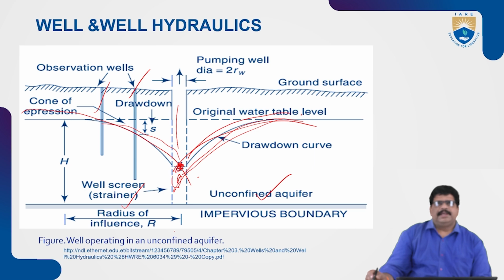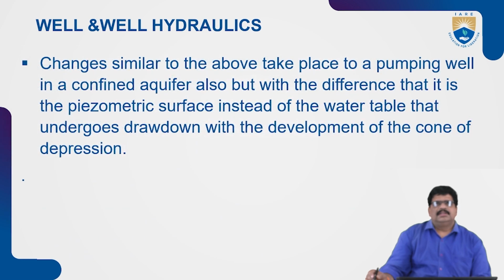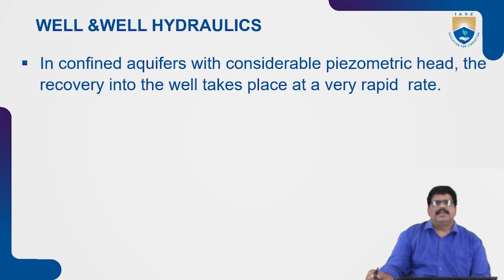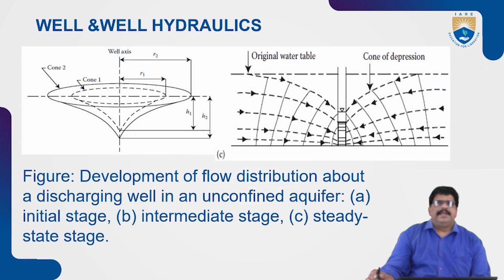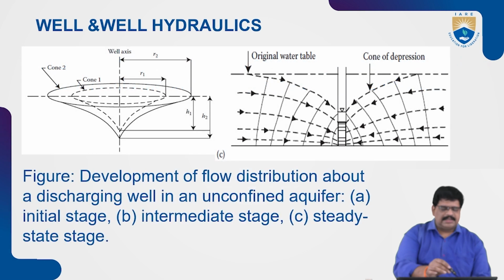This is the diagram explaining the types of wells and the behavior of wells. Next, in confined aquifers, consider that piezometric heads recover at a very rapid rate. Here, let us see the diagram. We can understand the cone of depression of the water around the well.